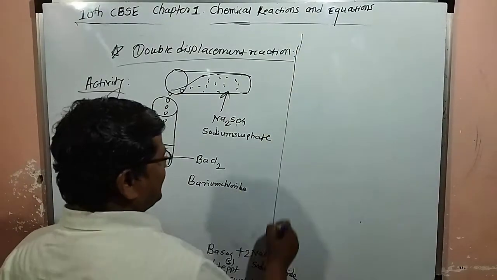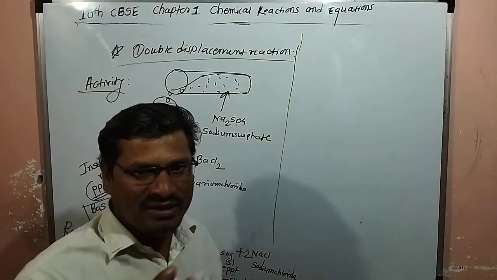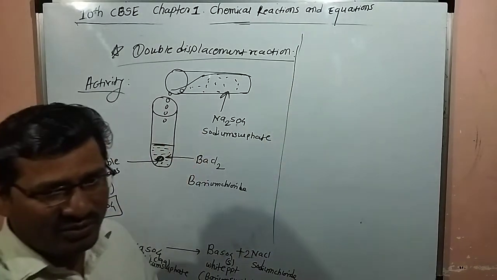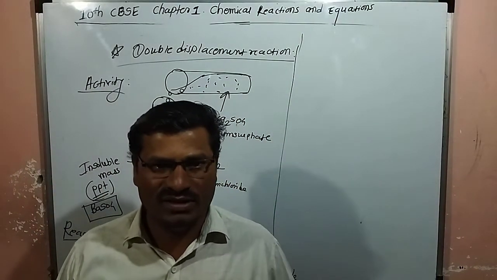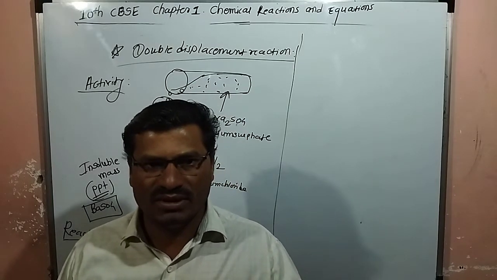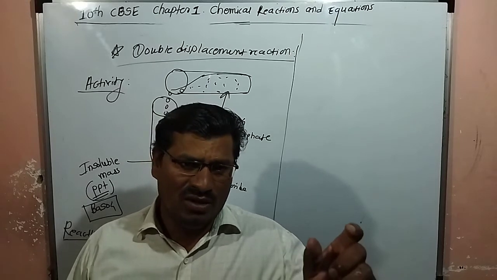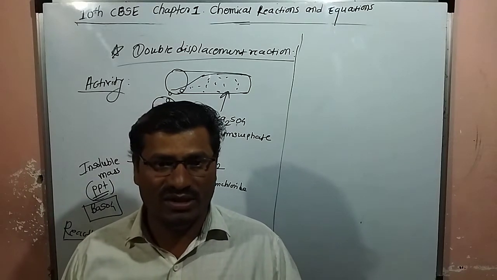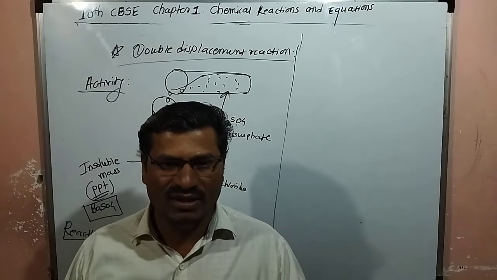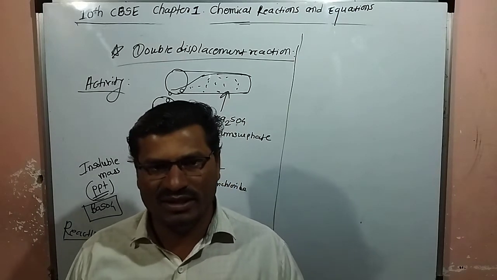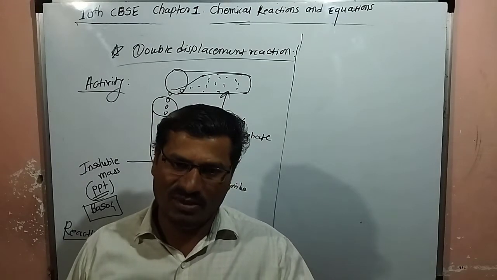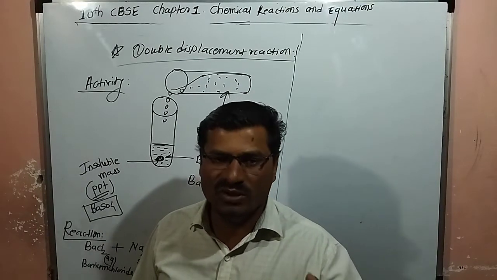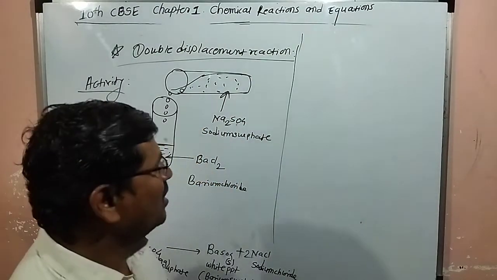After this we will take the definition and some more examples of this chemical reaction. First the definition of double displacement: the chemical reaction in which ions in the reactants are exchanged to form a precipitate is called a double displacement reaction.